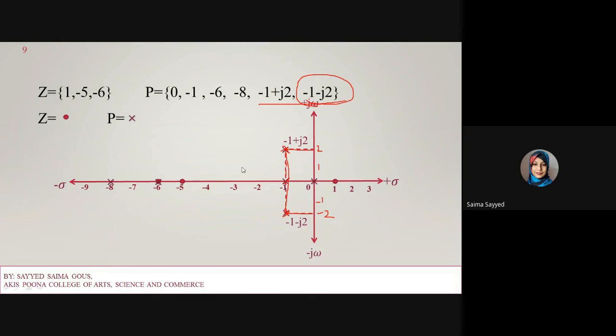Hope you have understood what poles and zeros of a transfer function are, how to find the poles and zeros of a given transfer function, and how to represent them in the s plane.